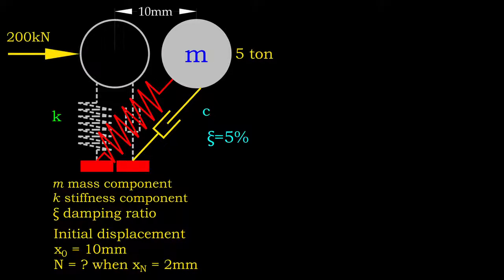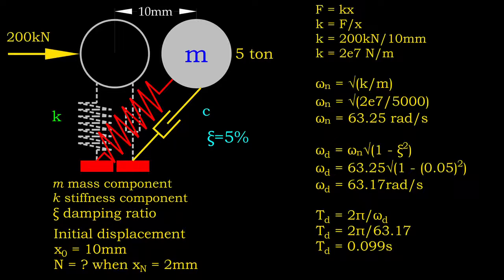Given a structure that shows initial displacement of 10 mm after 200 kN of lateral force is exerted on it, the mass carried by the system is 5 tons. How long does it take to reach 2 mm of lateral displacement if the damping ratio of the structure is 5%? First, let's solve for the stiffness component using Hooke's law.